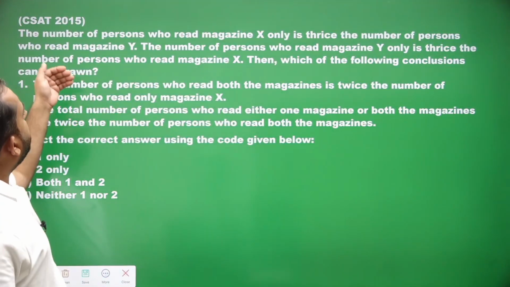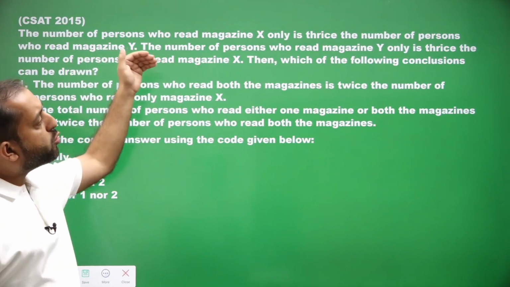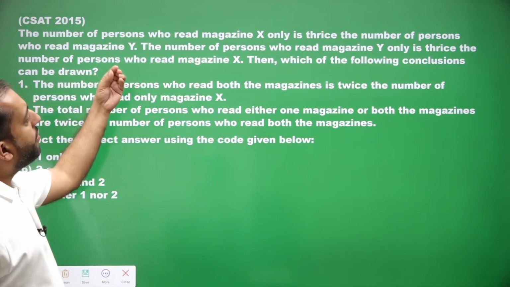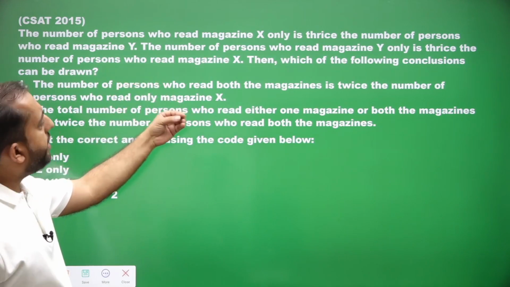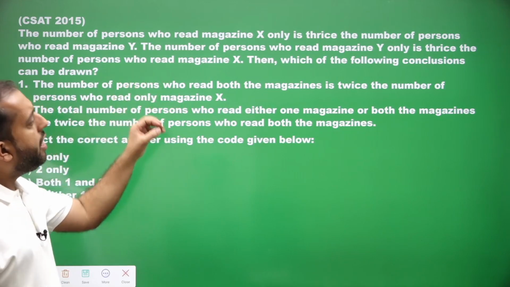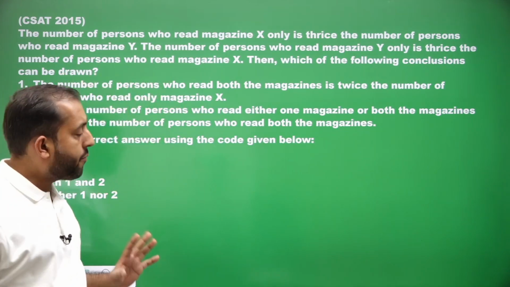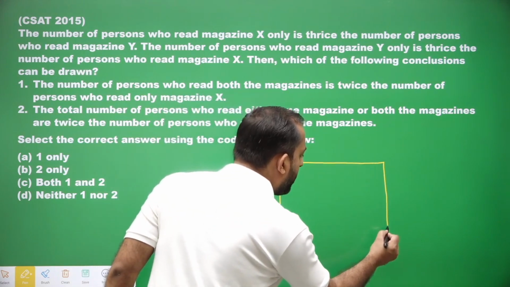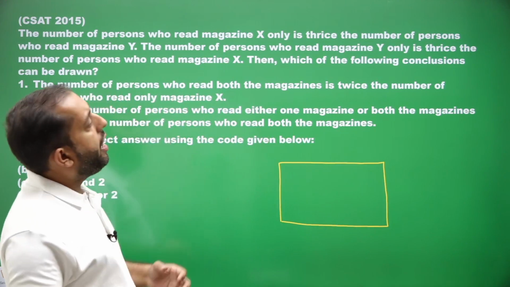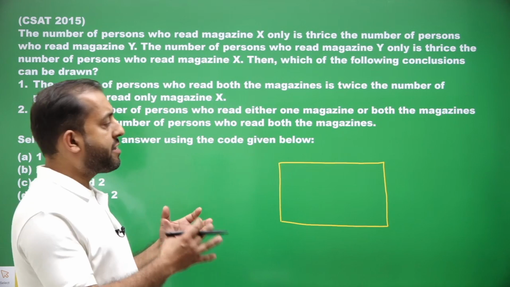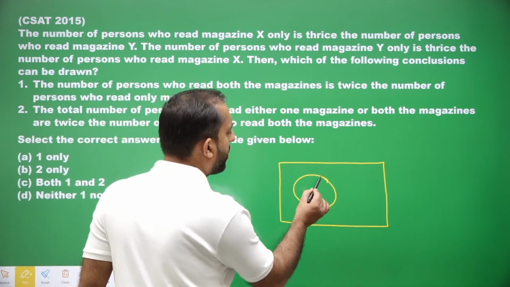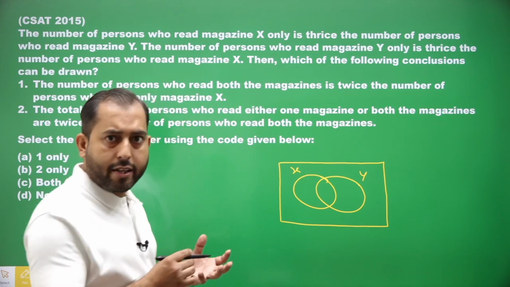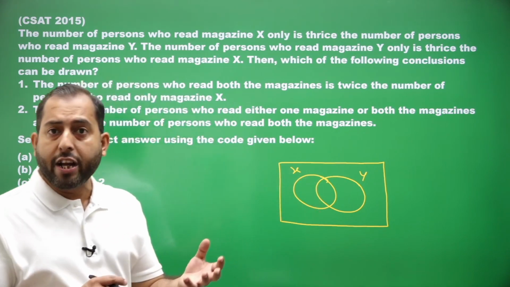See, it says the number of persons who can read magazine X only is thrice the number of persons who can read magazine Y. The number of persons who can read magazine Y only is thrice the number of persons who can read magazine X. Then which of the following conclusions can be drawn? Now, in this case, we are talking about only 2 sets. One set representing those people who can read magazine X, and the second set representing those people who can read magazine Y. So we will draw 2 circles. The first circle represents the number of people who read magazine X, the second circle represents the number of people who read magazine Y.